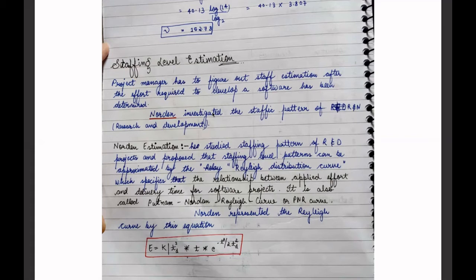Putnam first studied the problem of what should be a proper staffing pattern for software projects. He extended the work of Norden, who had earlier investigated the staffing pattern of research and development type of projects. In order to appreciate the staffing pattern of software projects, Norden's and Putnam's results must be understood.